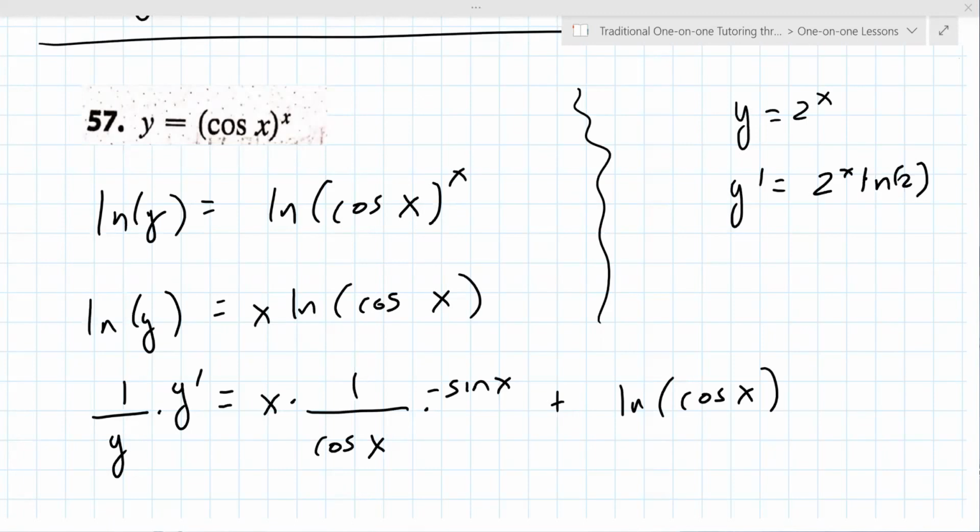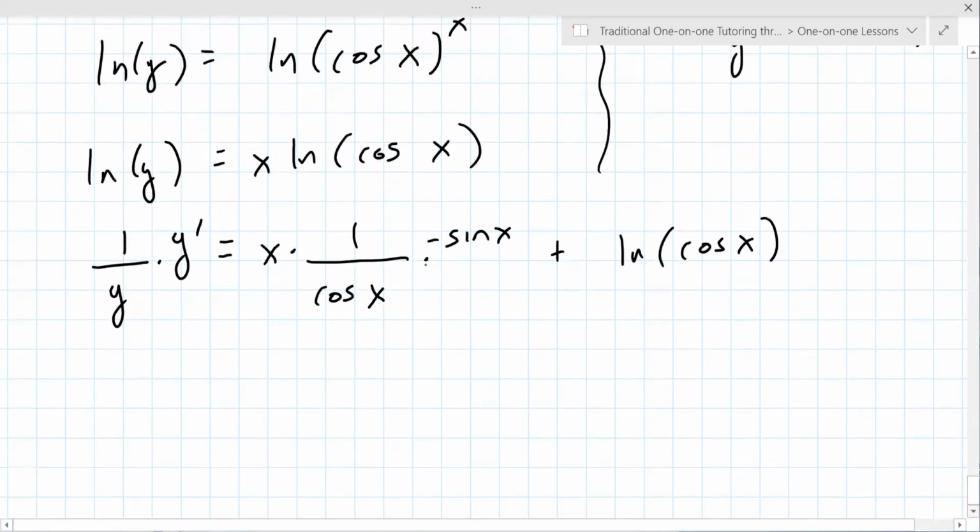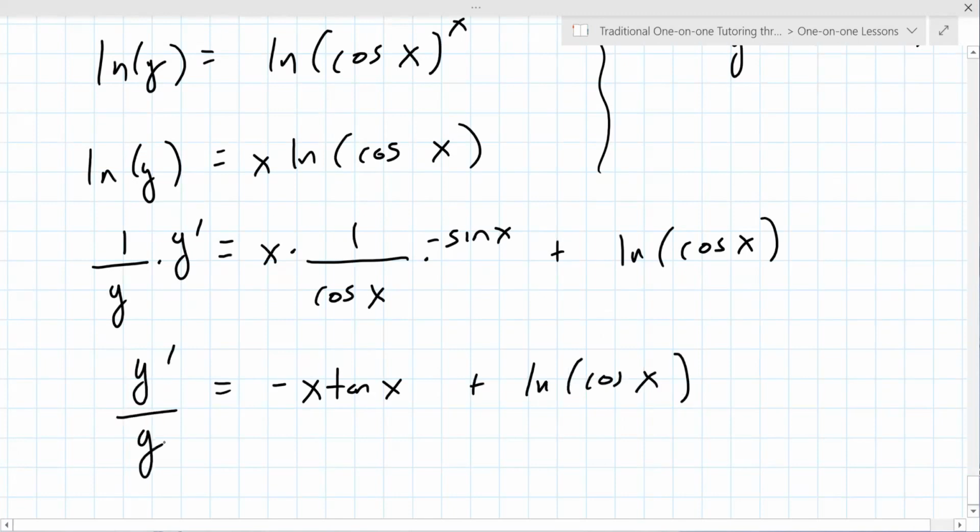Is that okay? Is that clear? Now on the right-hand side, this is where you want to say, okay, sine over cosine, I can deal with that. That's tangent. I can make that change. So it's negative x tangent x plus natural log cosine x. And on the left here, it's y prime over y.